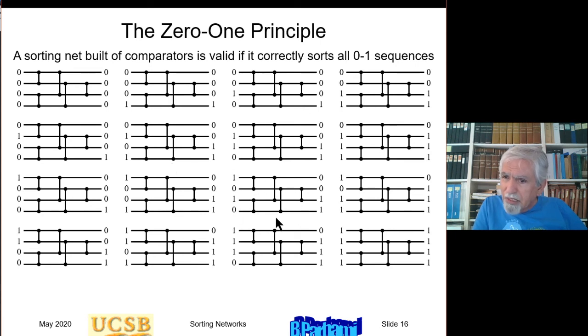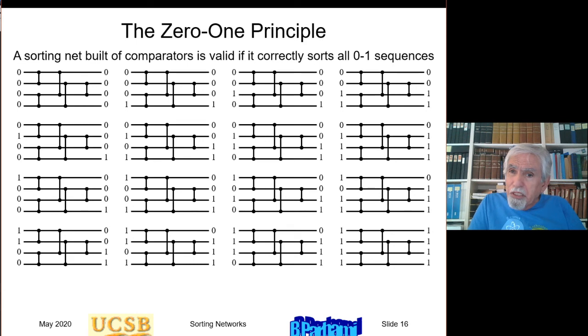So for example, in this case, 1 and 0 are out of order, so I would get 0, 1. This 1 and 0 are out of order, I get 0, 1. So I now have 0, 1, 0, 1. 0, 0 are compared, nothing happens. 1 and 1 are compared, nothing happens. So I still have 0, 1, 0, 1. This 1 and 0 will be ordered, and I get the sorted order. So if I verify these 16 cases, I can certify that this is a correct 4-input sorting network.